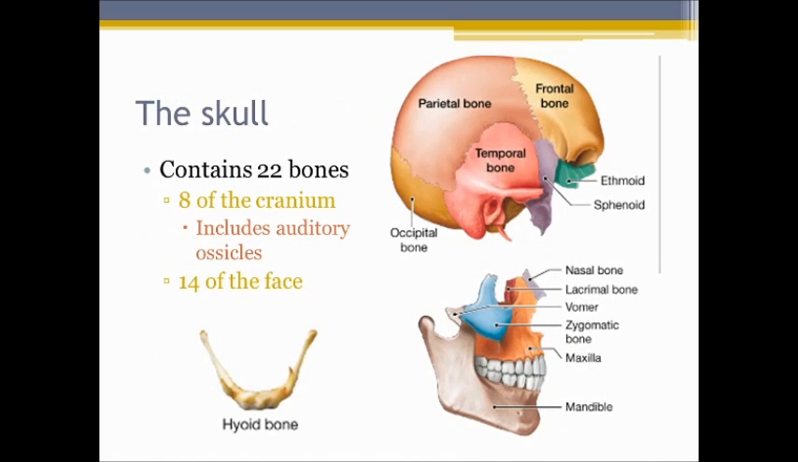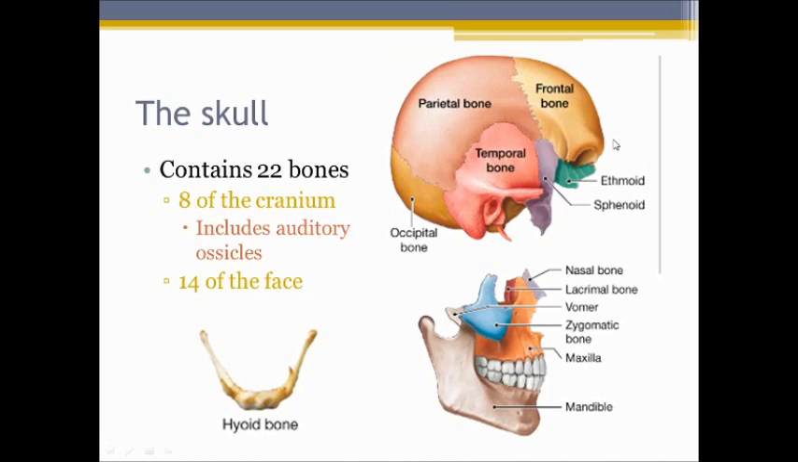The skull contains 22 of those bones, 8 of which are in the cranium, and the skull bones also include the auditory ossicles, the stapes, the malleus, and the incus, the tiny bones of your middle ear. And you'll have 14 bones of the face, so let's talk about those.